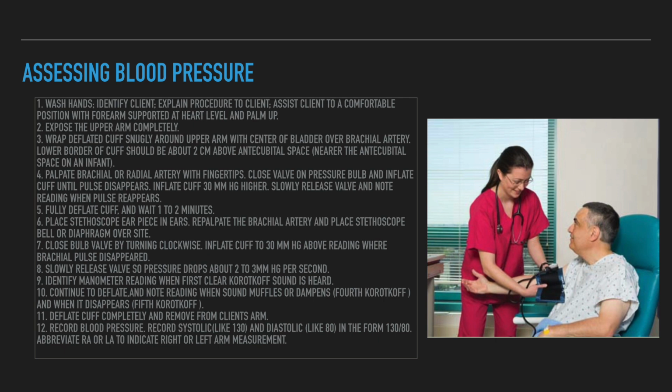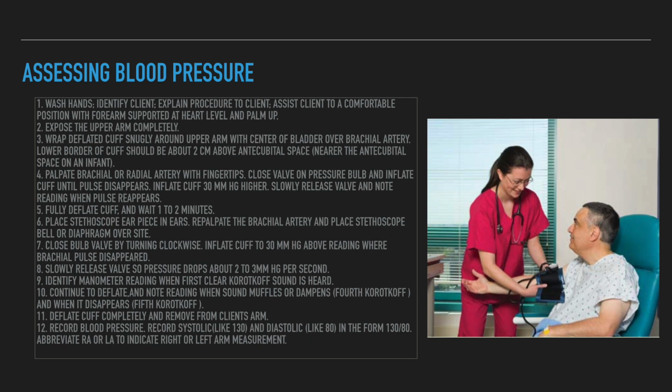4. Palpate brachial or radial artery with fingertips. Close valve on pressure bulb and inflate cuff until pulse disappears. Inflate cuff 30 mm Hg higher. Slowly release valve and note reading when pulse reappears. Rationale: identify approximate systolic blood pressure reading to prevent underestimating systolic blood pressure should client have an auscultatory gap.